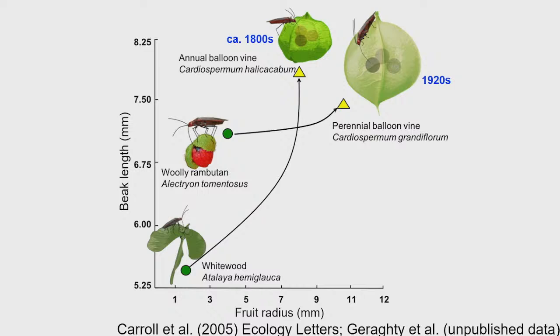For the comparison on the east coast, when we compare the more recently introduced grandiflorum to its sympatric populations of the main native host plant, we see an increase which is statistically significant but much less pronounced than in the case of this old established invasive species, only about a 10% increase in beak length.